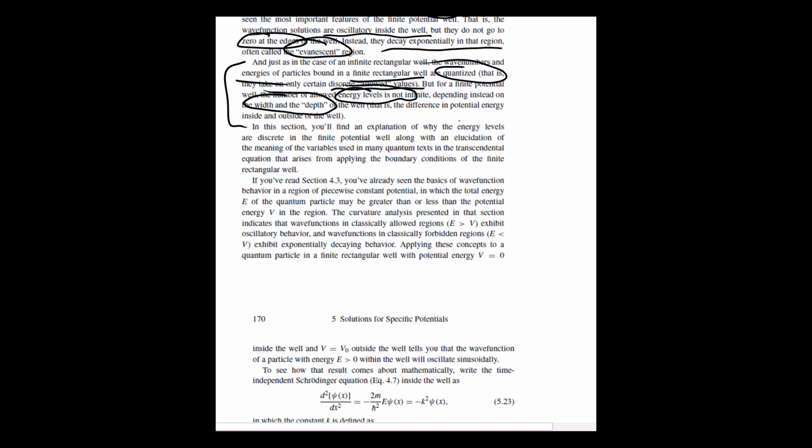So we'll talk about why the energy levels are discrete in the finite potential well, and we'll talk about some of the variables that are used in quantum texts, which can get a little daunting in solving the equation that arises from the boundary conditions.